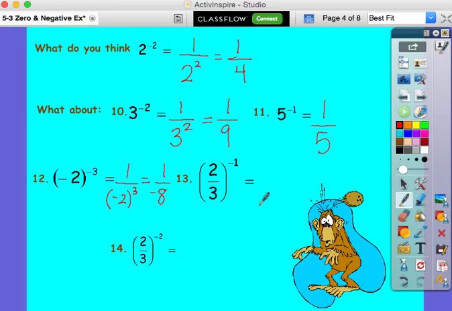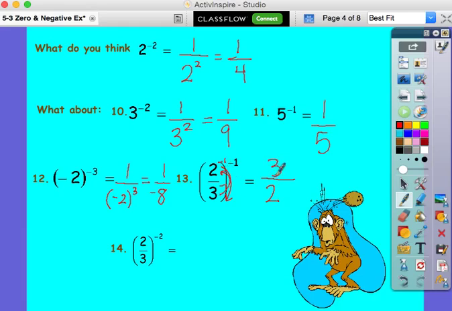All right, what do you think about 13? Who has an idea about 13? Chase? Oh, you're going to flip it. You're going to flip it because this power is really here and here. In order to make that power positive, I have to move this down here and give me 2 to the first power, or just 2. I have to do the same thing and get 3 to the first power, or just 3.